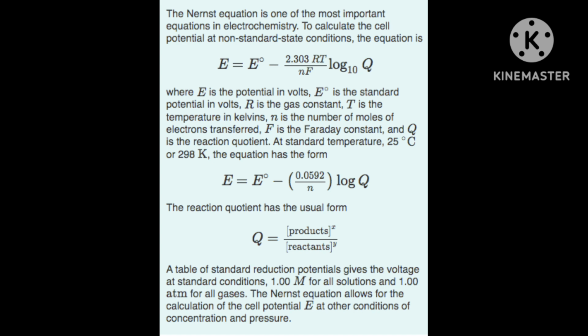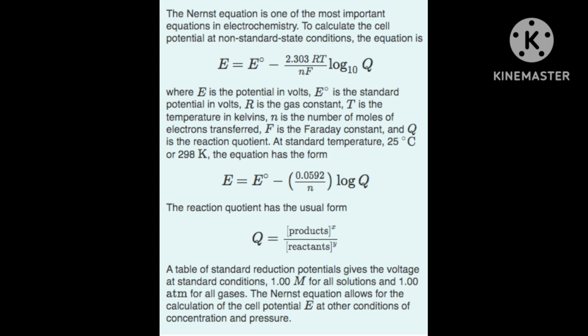Then for this reaction, before deriving, first you write the reduction reaction. You can write the general reduction reaction in a general way: M^n+ plus ne, because of gain of electrons, M will take the electrons, ne.